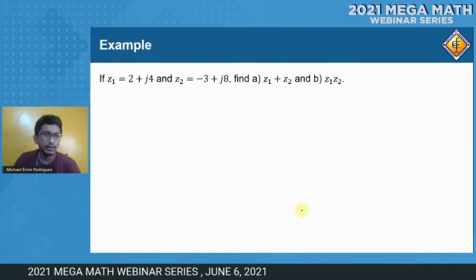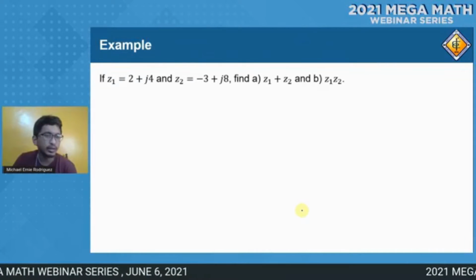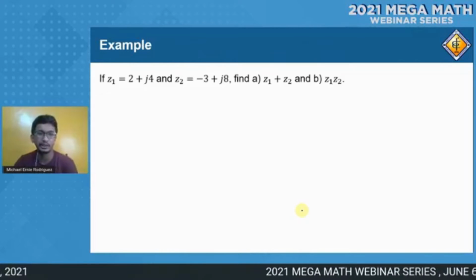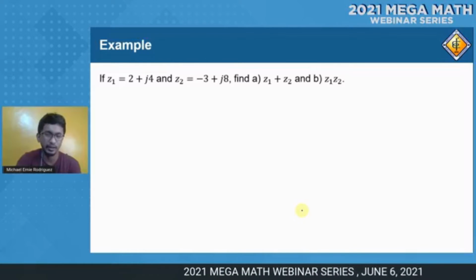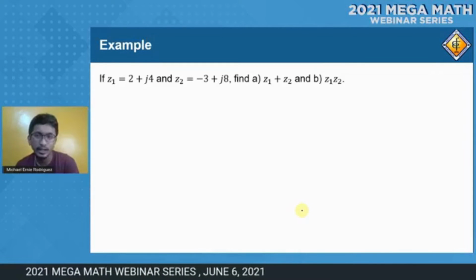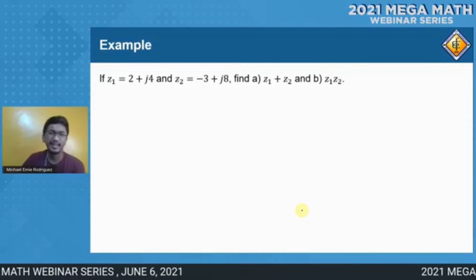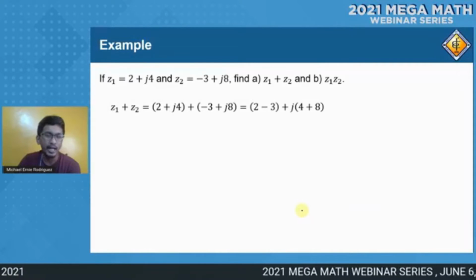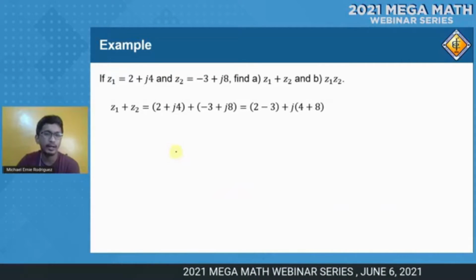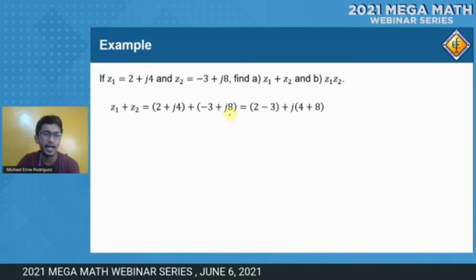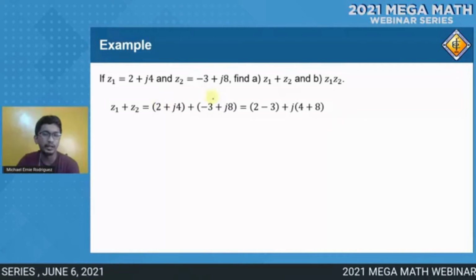Example, so if z1 is equal to 2 plus j4 and z2 is equal to negative 3 plus j8, we need to solve for z1 plus z2 and z1 times z2. Okay? So solve natin to. So for letter A, z1 plus z2, so we have 2 plus j4 plus negative 3 plus j8. So real part to real part, 2 minus 3.